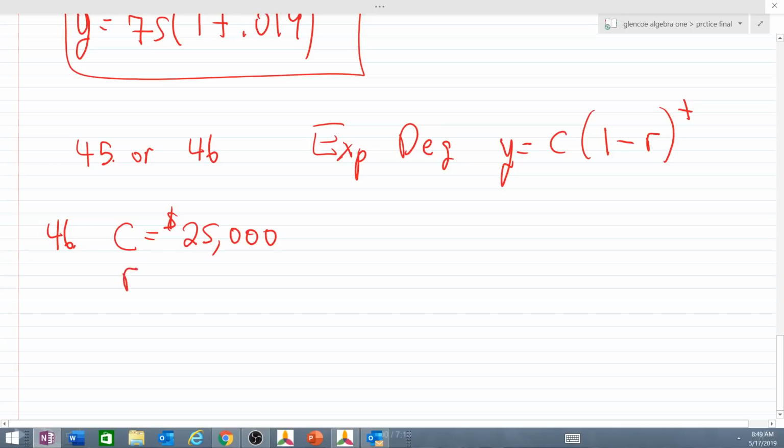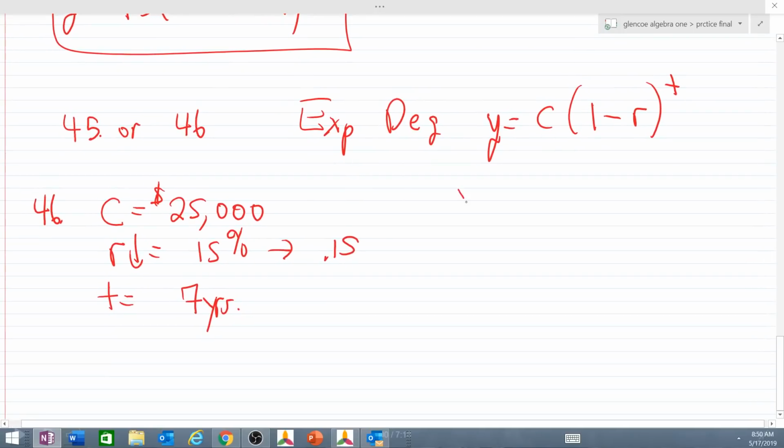Rate of depreciation is 15%. Change it to a decimal, 0.15. What's the value of the car after 7 years? This is just like the Glade plugins. Plug it in, plug it in. Y equals 25,000 times 1 minus 0.15 to the power of 7. Are you with me? Yes.